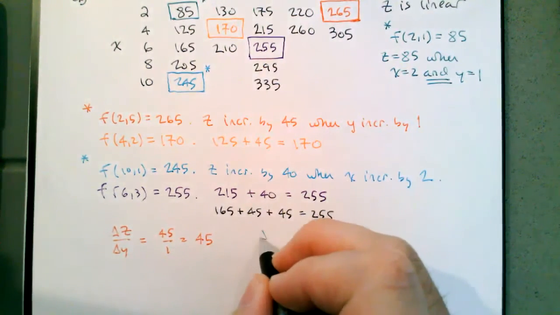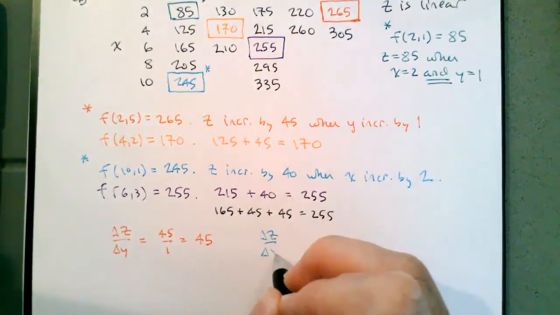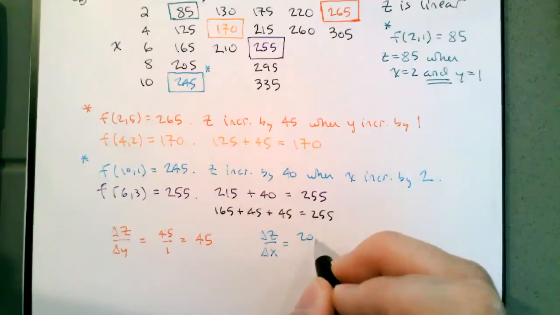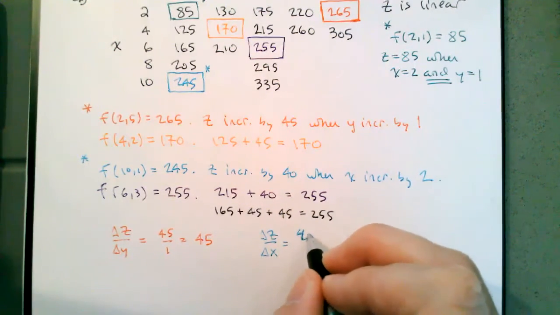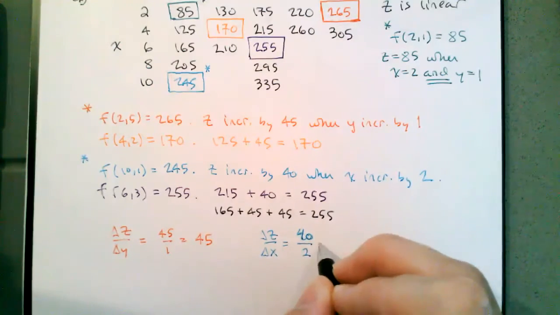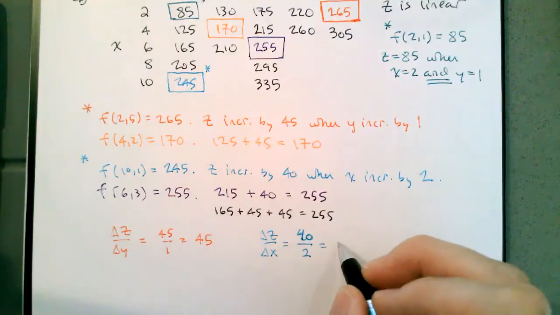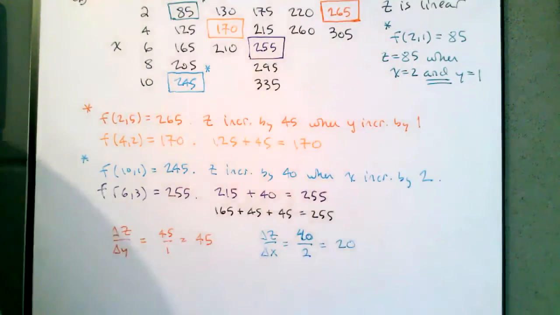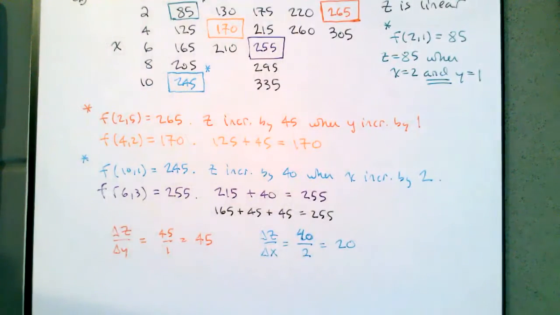So delta z over delta x is 40 over 2, which we can simplify since we have a linear function and our rates of change will be constants. We can simplify that to 20. 40 over 2 is 20. So now I've got a rate of change in the x direction and a rate of change in the y direction.